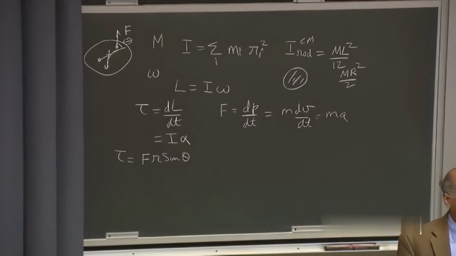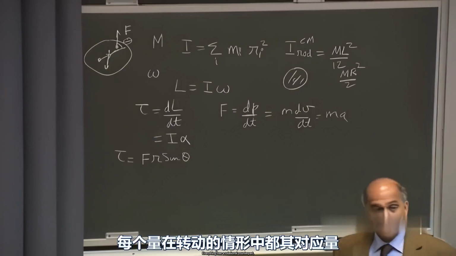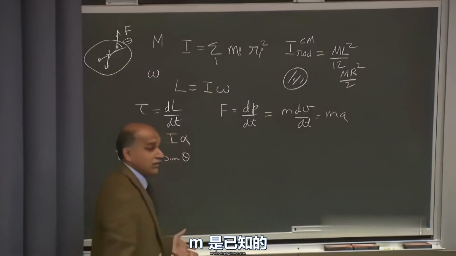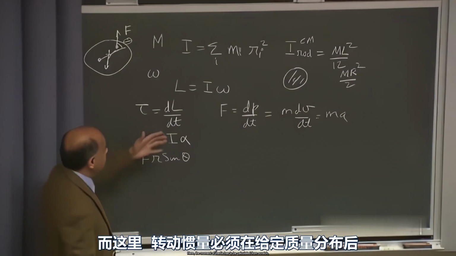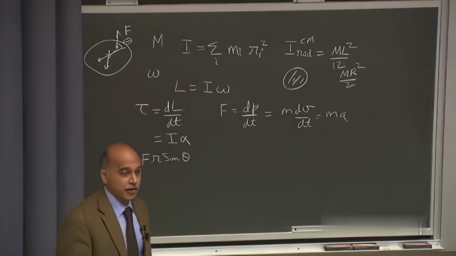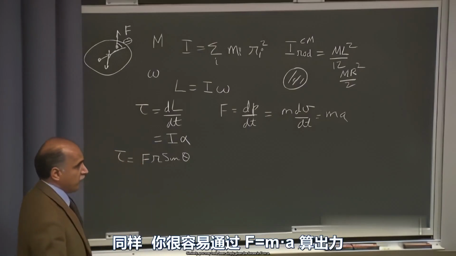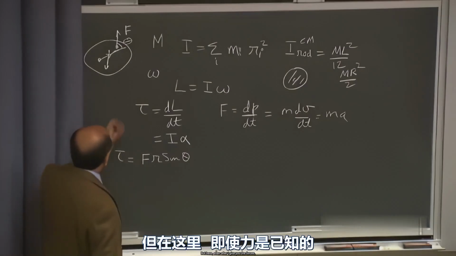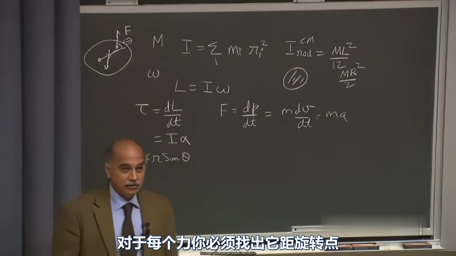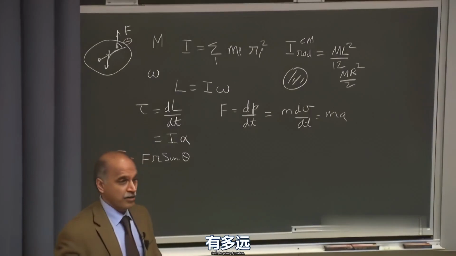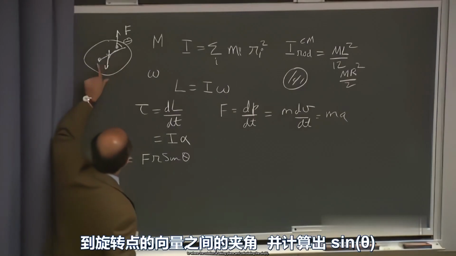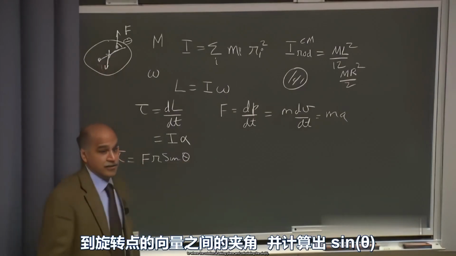You guys follow that? So there's an analogy to F equals ma. Everything has a rotational counterpart. But life is more difficult because in the case of F equals ma, m was simply given to you. Here, the moment of inertia has to be calculated from scratch, given the mass distribution that forms that body. Similarly, you may have been simply given the forces in F equals ma, but here, even after I give you the forces, you got to do some work calculating the torque. For every force, you got to find how far it is from the point of rotation, what's the angle between the force and the vector separating where the force is to where the rotation is taking place, and calculating the sine theta.